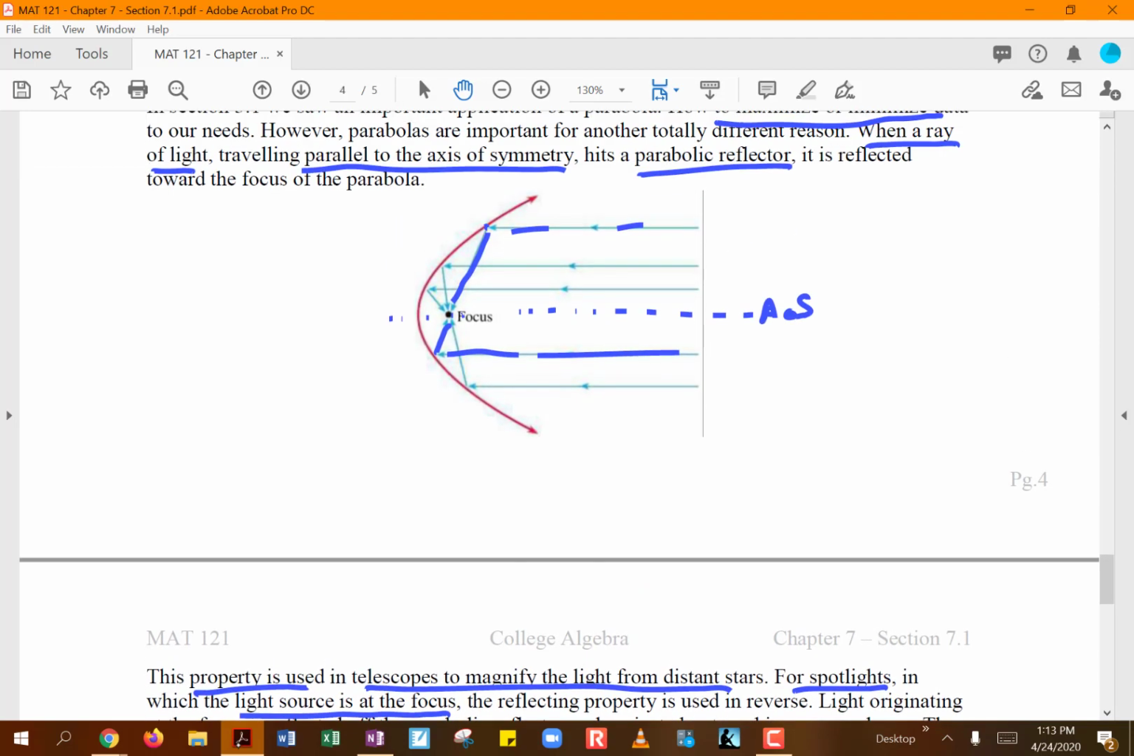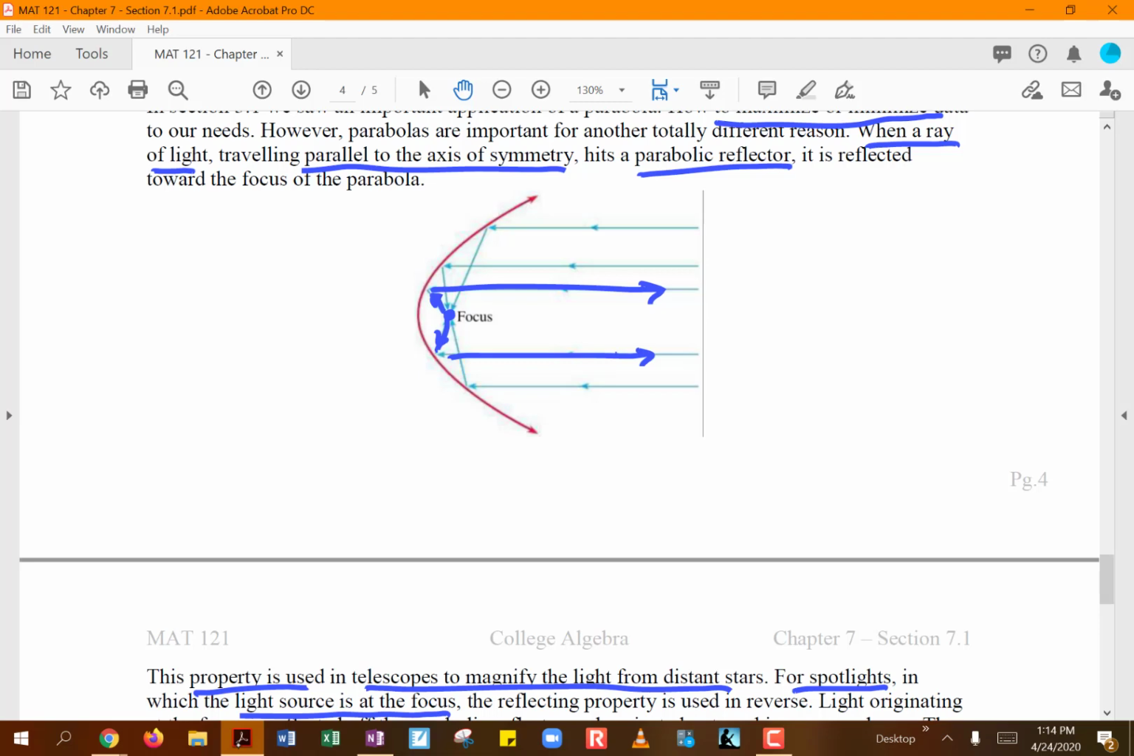So that means, let me get rid of these lines over here. So what that means is that basically when the light is at the focus, that means your light is starting right over here. So these arrows are basically going to reverse. So if this is my spotlight, then my light will come and hit this reflective mirror, and then it will basically get bounced out.